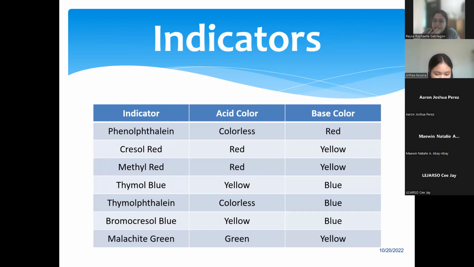So you really have to memorize it: the name of the indicator, their color when placed in an acidic environment, and their color when placed in a basic environment. But do not be overwhelmed, because this is not difficult. It's just this. The colors are in their names, this one. Oh wait. Let's forget about the thymol blue.